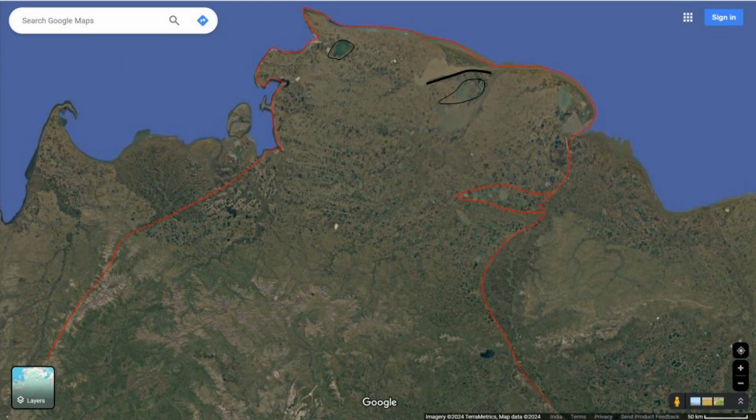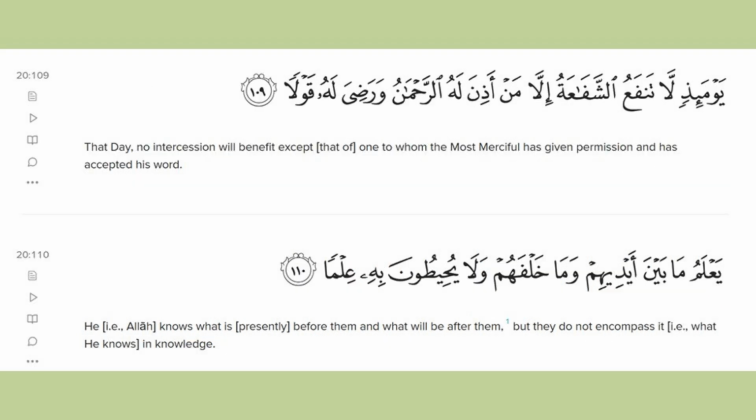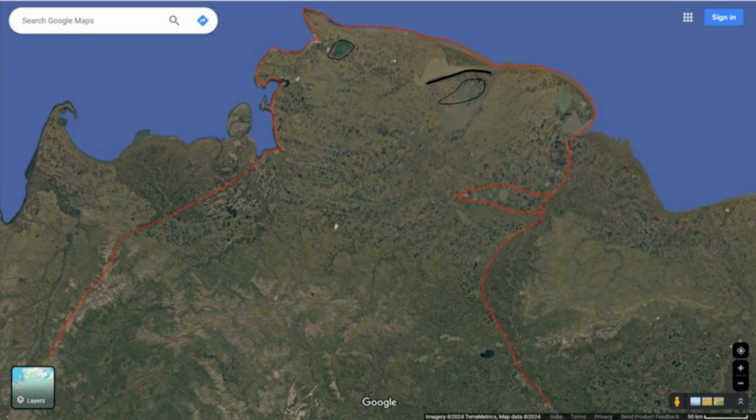If you carefully observe, you can notice that Allah subhanahu wa ta'ala is having two faces, one in the front and the other in the back. Yes, Allah subhanahu wa ta'ala is having two faces, which is confirmed from the following verses of Quran. It is mentioned in chapter number 2, verse number 255, chapter number 20, verse number 110, chapter number 21, verse number 28, and chapter number 22, verse number 76 that He knows what is there in the front and what is there in the back. This indicates that Allah can see on both sides because He is having two faces.